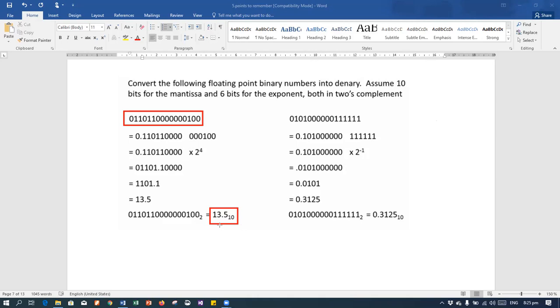Now we have got the next question. That would be the denary number. Now we convert denary to binary. Start. Have you noted down? Hurry up.